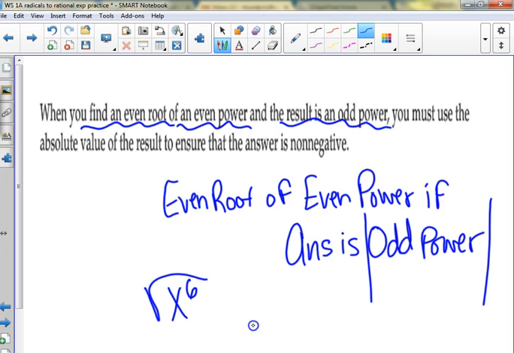The square root of x to the 6th is x cubed, because this really means x to the 6th to the 1/2 power. Everybody okay? But the problem is here, I can put in either a positive or negative number. But here, because it started out like this, I have to have what kind of an answer? Positive.